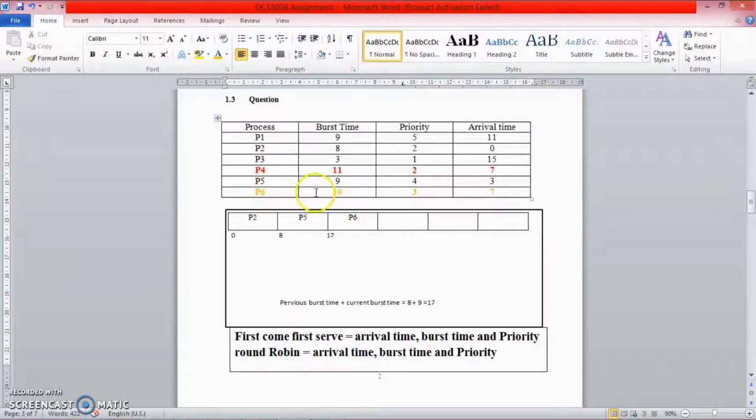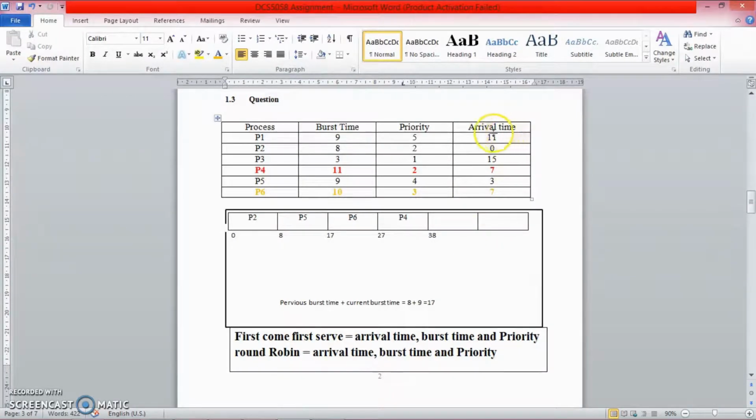And then the burst time for P6 is 10. The previous is 17 and current is 10. So you will get 27. And then followed by next, we have P4 pending, haven't executed. So put P4 here. And then the burst time for P4 is 11. The previous burst time is 27 and the current burst time is 11. You add it and you will get 38.